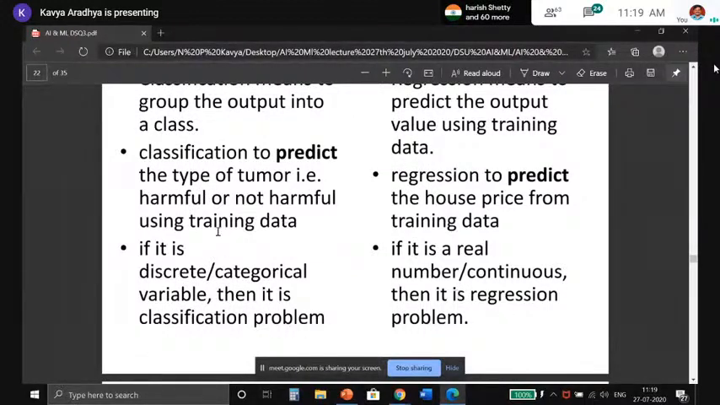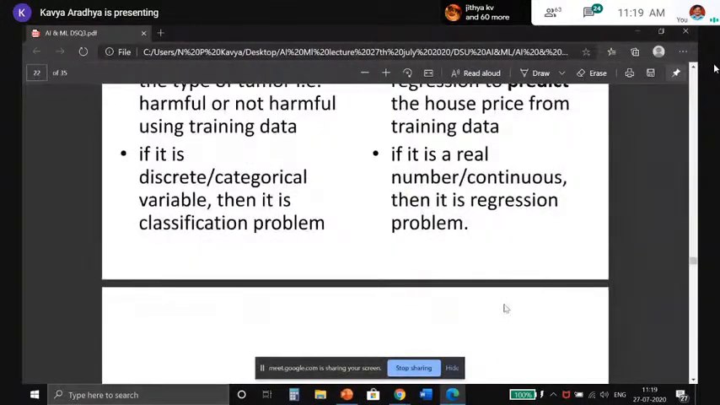The most important thing here is that in classification, the variables are discrete and categorical, whereas in regression they are real numbers and continuous.